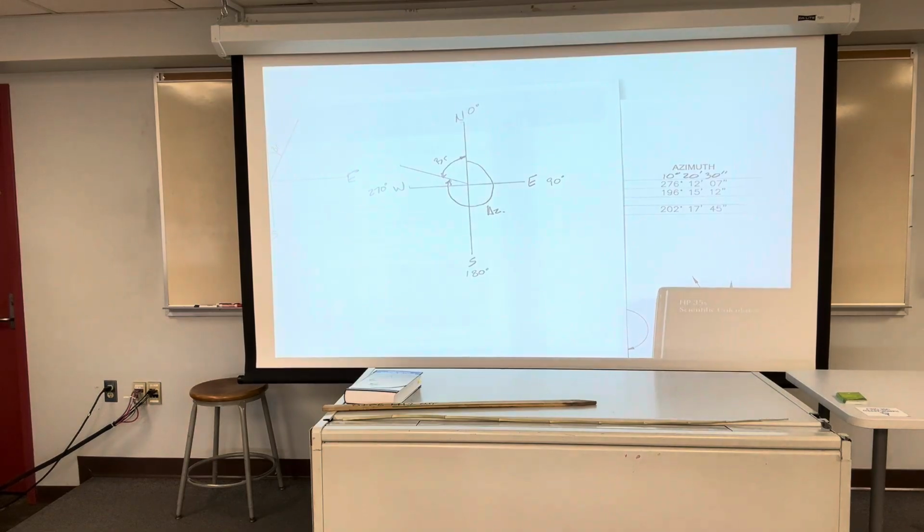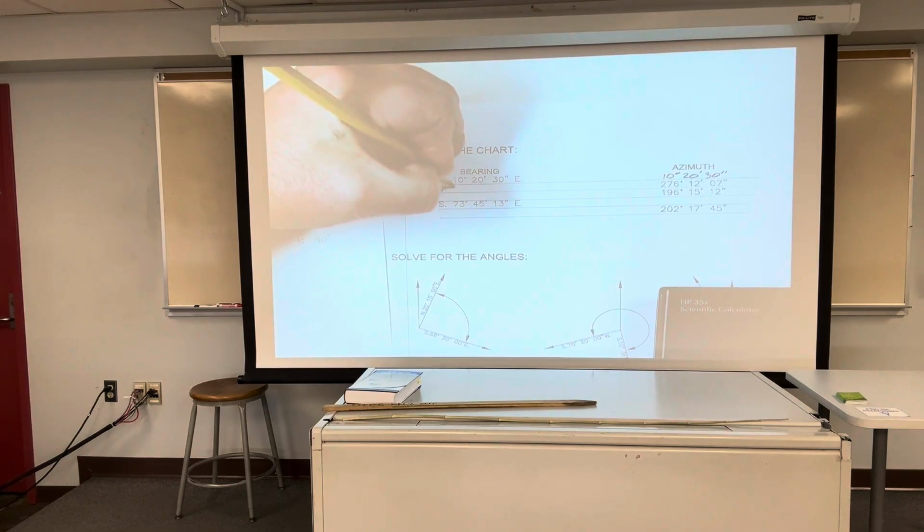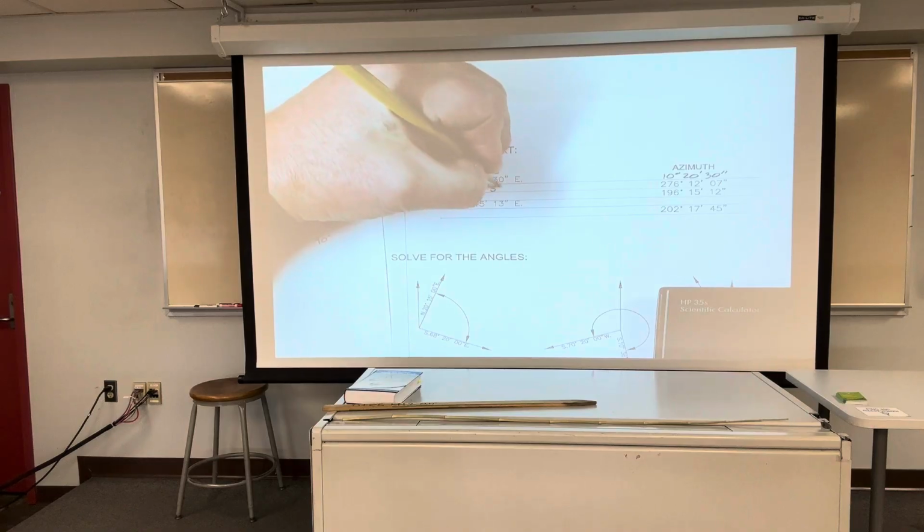So if I take 360 degrees minus 276 degrees, 12 minutes, 7 seconds, subtract, convert. We determined that is in the northwest quadrant. We have north 83 degrees, 47 minutes, 53 seconds west.